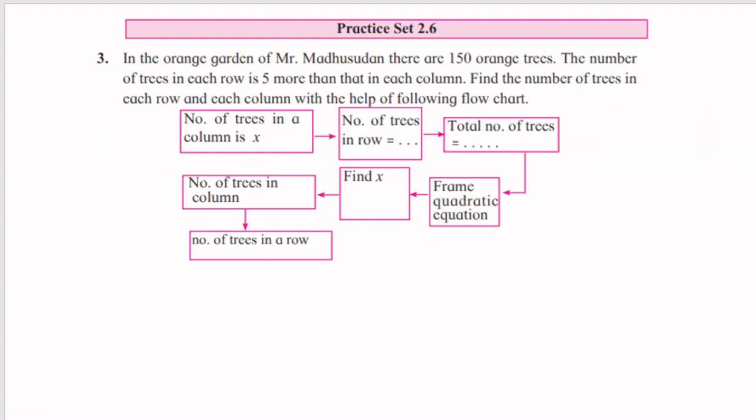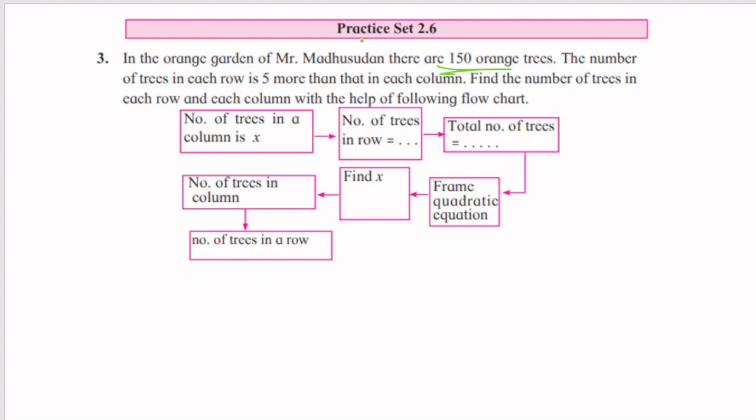We'll solve one more question, then we'll stop this video. We don't want to make it so lengthy. The next video will cover the remaining questions. Question number 3 says, in the orange garden of Mr. Madhusudhan, there are 150 orange trees. Let's circle this 150 orange trees.